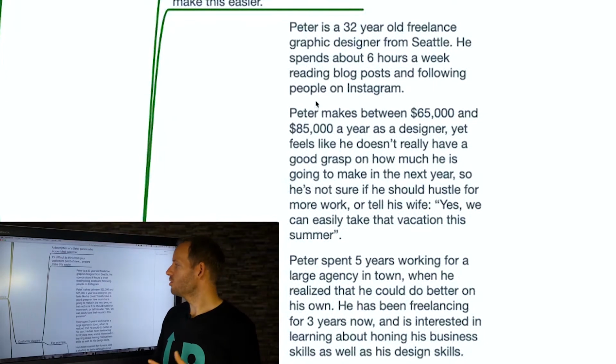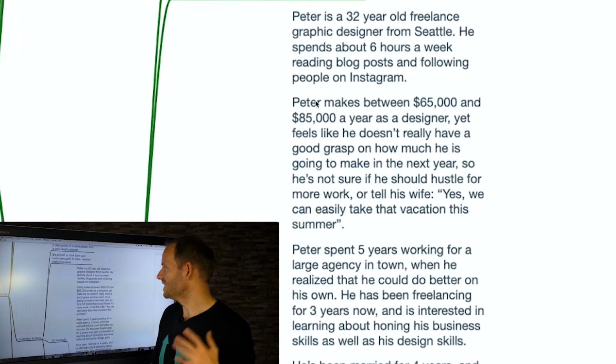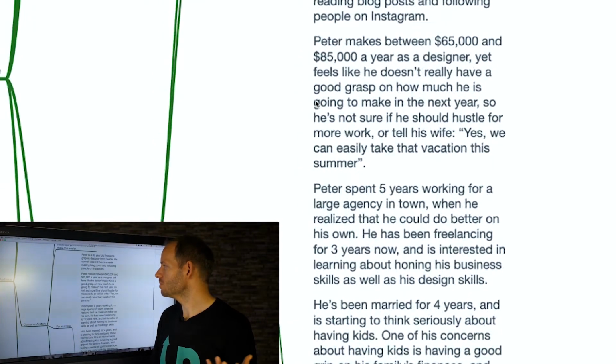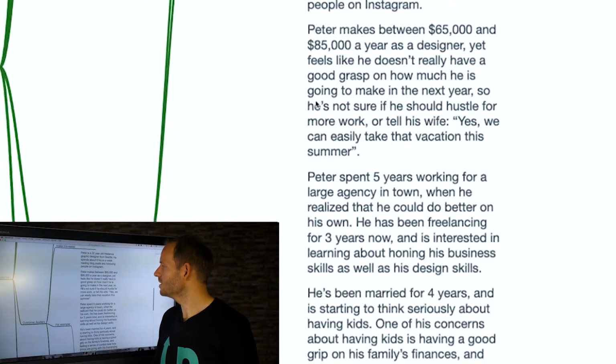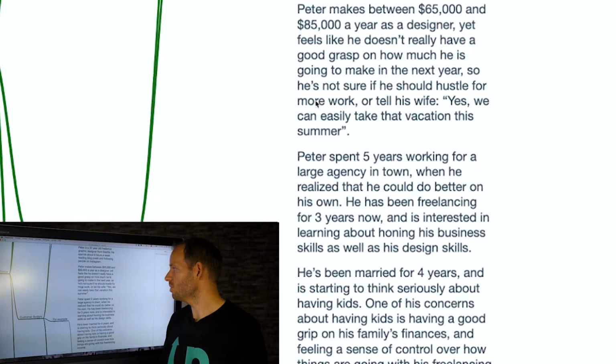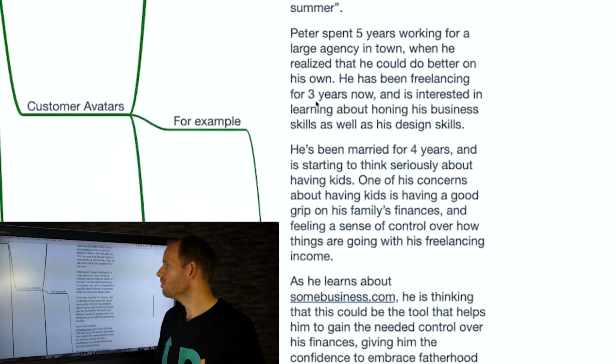Peter is a 32-year-old freelance graphic designer from Seattle. He spends about 6 hours a week reading blog posts and following people on Instagram. Peter makes between $65,000 and $85,000 a year as a designer, yet feels like he doesn't really have a good grasp on how much he's going to make in the next year. So he's not sure if he should hustle for more work or tell his wife, yes, we can easily take that vacation this summer. Peter spent 5 years working for a large agency in town when he realized that he could do better on his own.